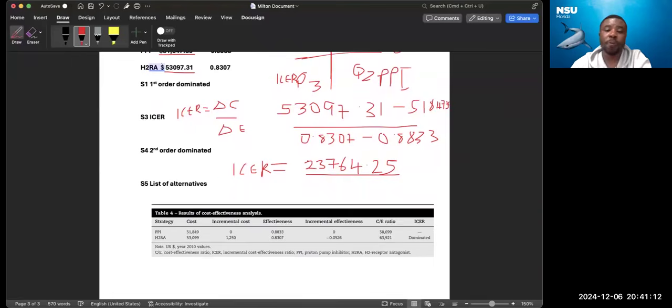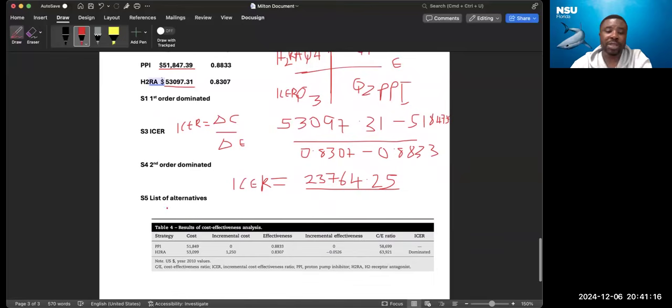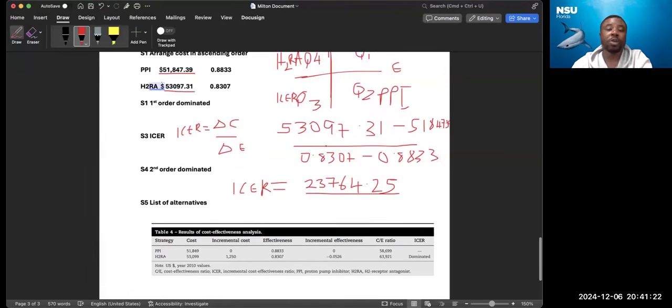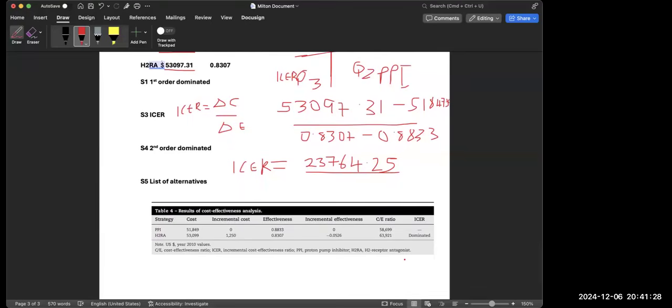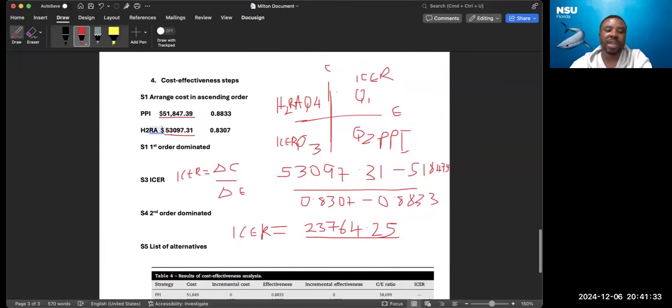So now we know, based on all these, what is our choice? Which drug are we choosing? Based on all that we know now, what is our choice? PPI. Okay, so we are choosing the PPI because the PPI is dominant over the H2RA. The H2RA is dominated, so we don't want that. We want the PPI. That's our choice.